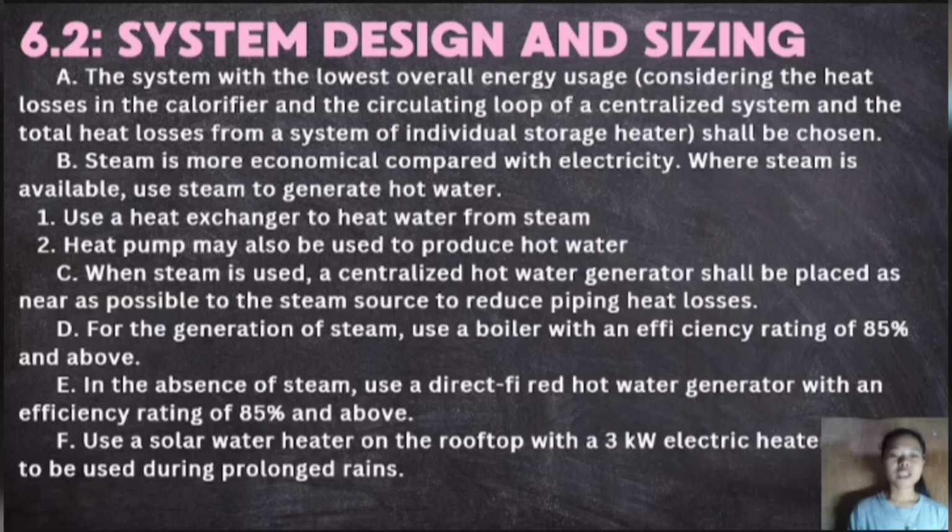Letter D, for the generation, a boiler with an efficiency of 85% and above. Letter E, in the absence of steam, use a direct fired hot water generator with an efficiency rating of 85% and above. Letter F, use a solar water heater on the rooftop with a 3 kilowatt electric heater backup to be used during prolonged cloudy weather.